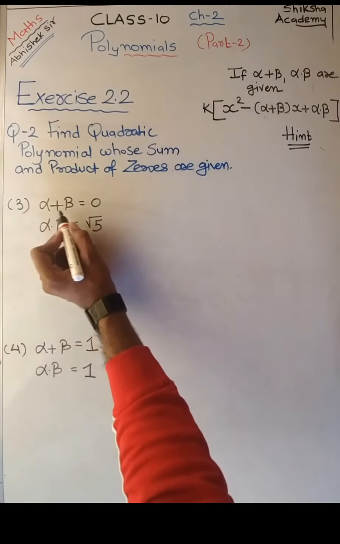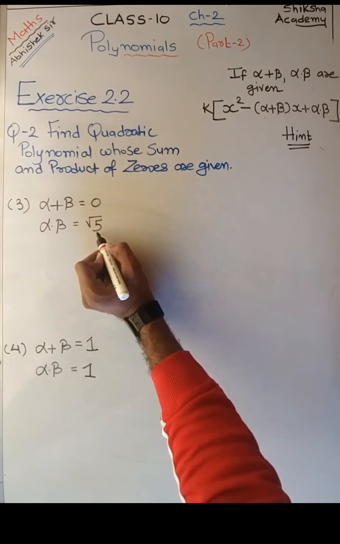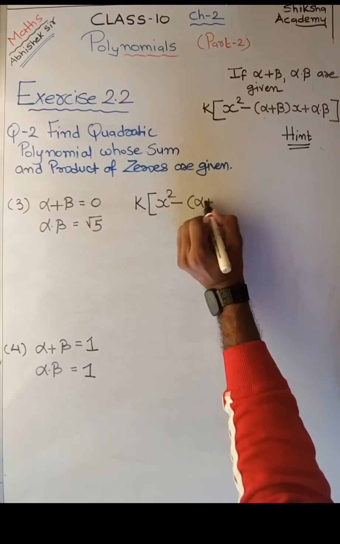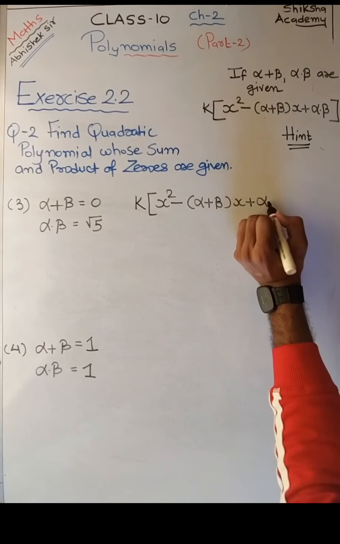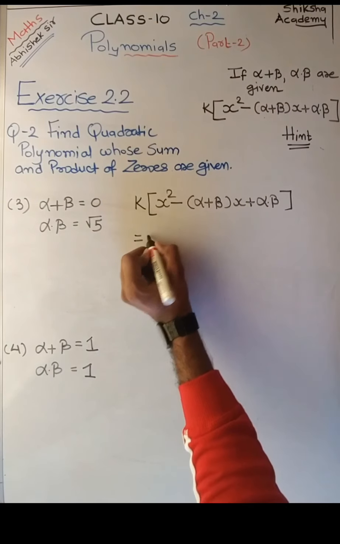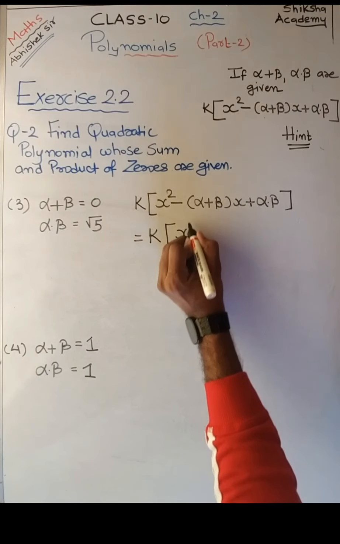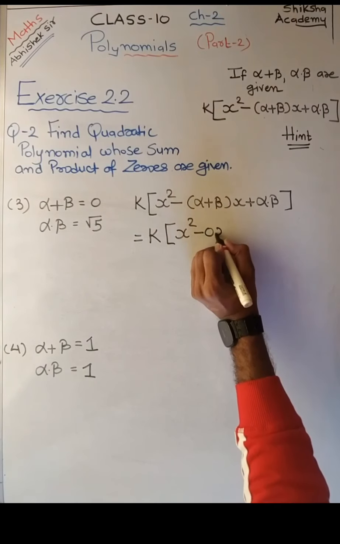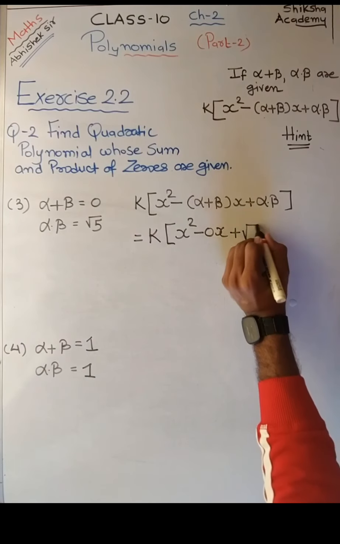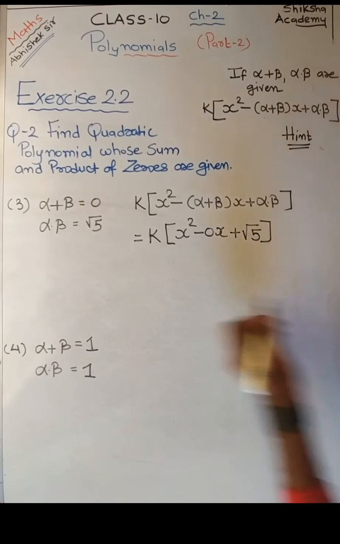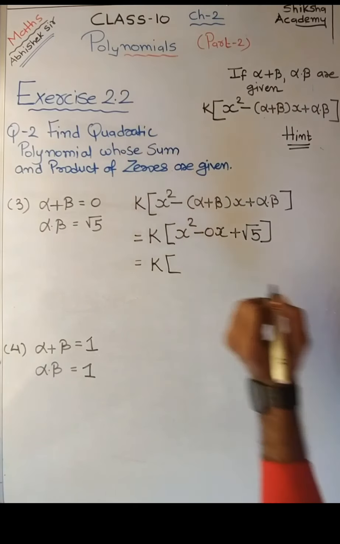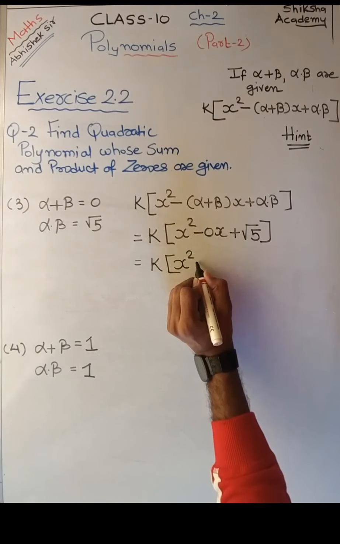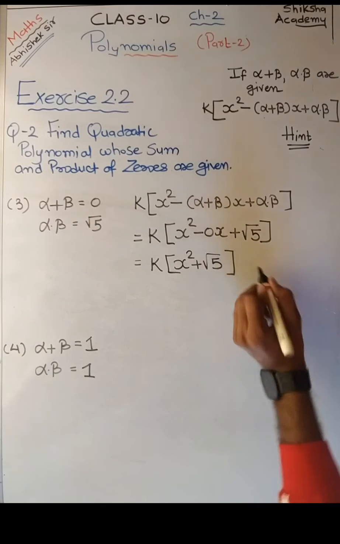Third question, alpha plus beta equals 0, alpha into beta is root 5. So writing it in our equation, x square minus alpha plus beta into x plus alpha into beta. Our answer will be x square minus, what is alpha plus beta? 0. So x square minus 0x plus root 5. So our final equation is almost ready. If we skip this middle term, we can also write it as x square plus root 5, right?